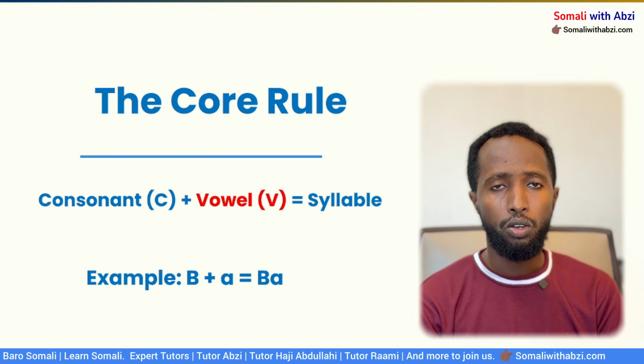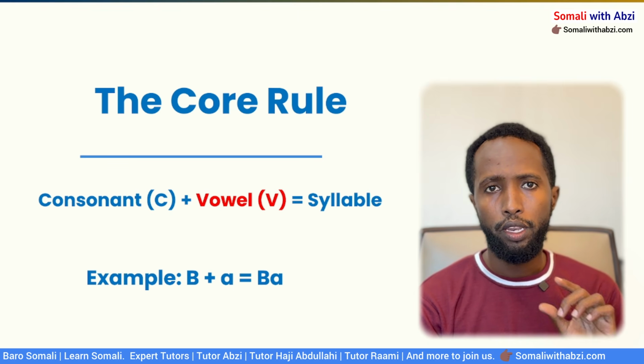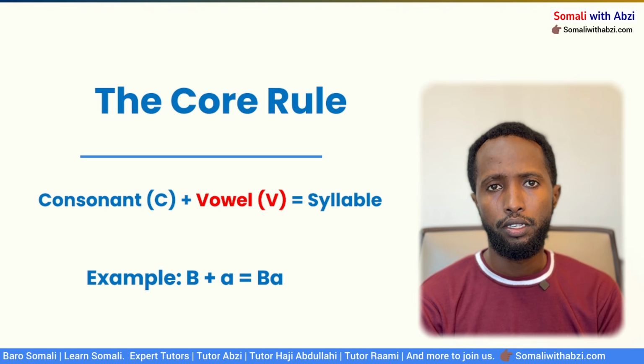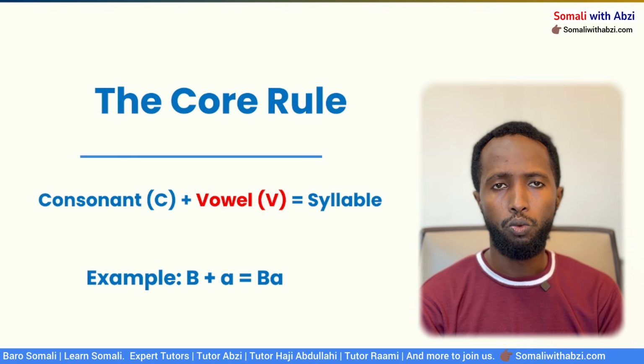Now let's see the core rule of Somali building words. Generally, to make a syllable, we need to have a consonant plus a vowel. For example, ba plus a together makes ba. Without a vowel, you cannot build and construct a single word in Somali.